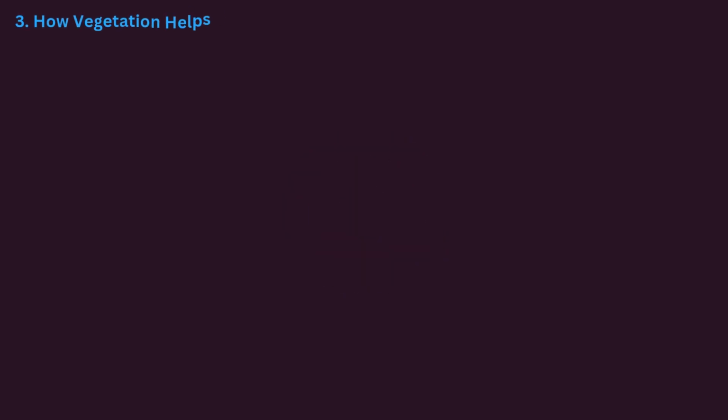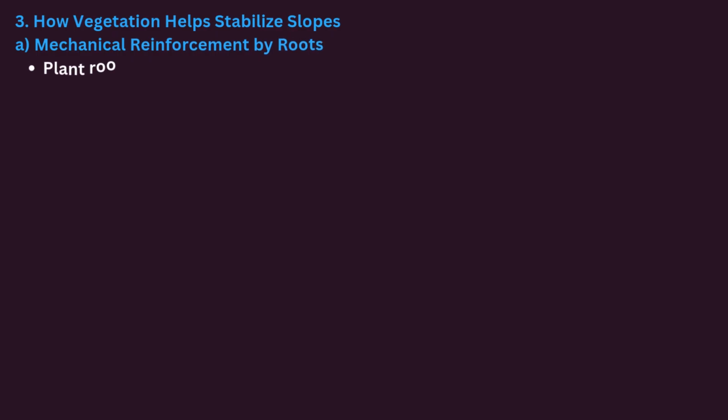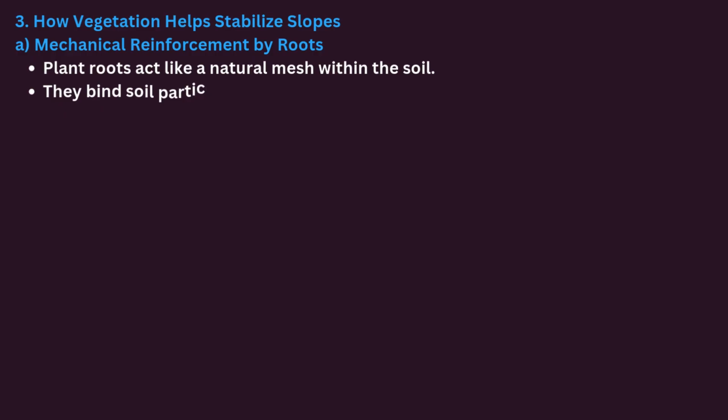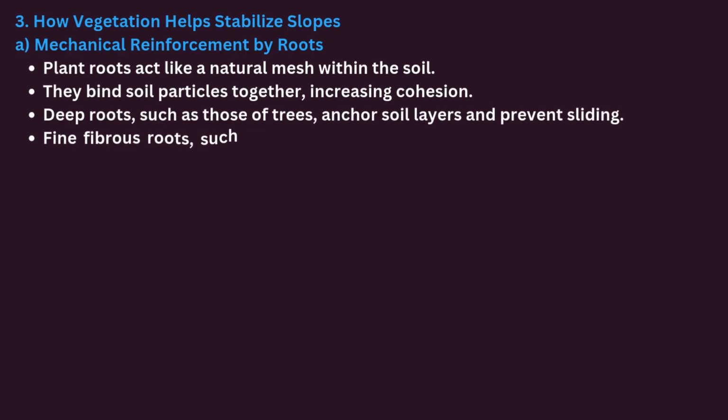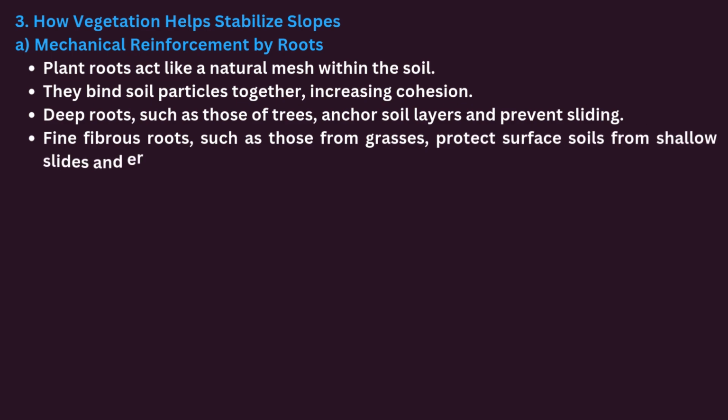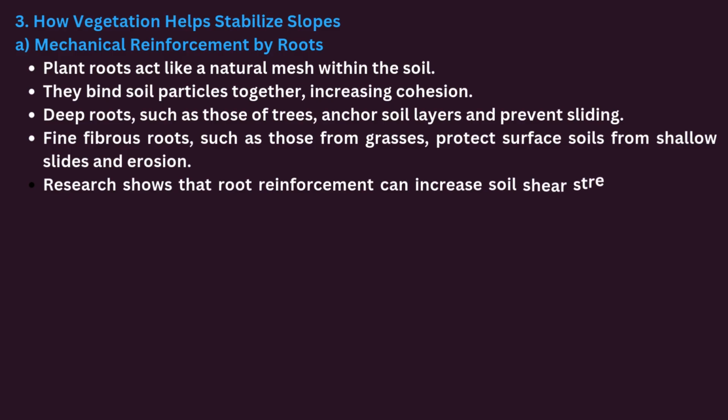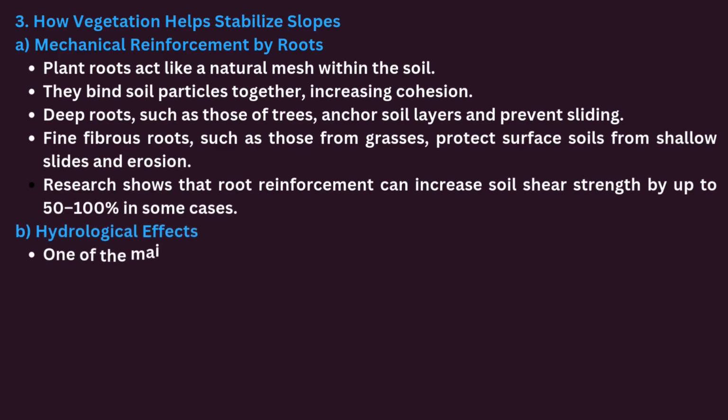3. How vegetation helps stabilize slopes. A. Mechanical reinforcement by roots. Plant roots act like a natural mesh within the soil. They bind soil particles together, increasing cohesion. Deep roots, such as those of trees, anchor soil layers and prevent sliding. Fine fibrous roots, such as those from grasses, protect surface soils from shallow slides and erosion. Research shows that root reinforcement can increase soil shear strength by up to 50 to 100% in some cases.